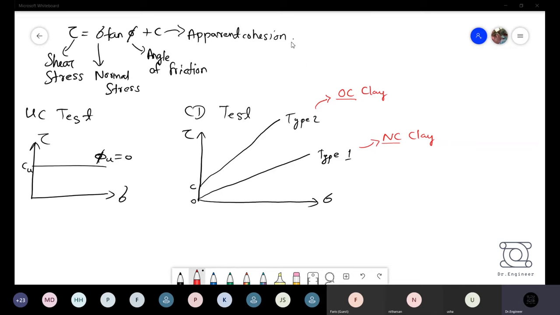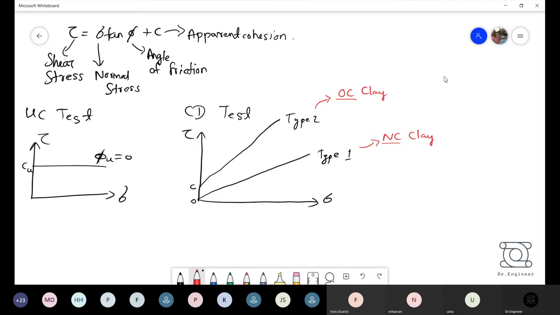Anyone else? The last try, anyone want to try? No one? Okay, I'll explain. This is very important, so you have to understand NC and OC clay properly.